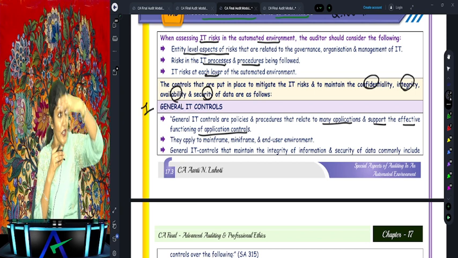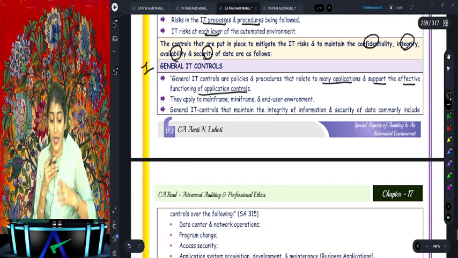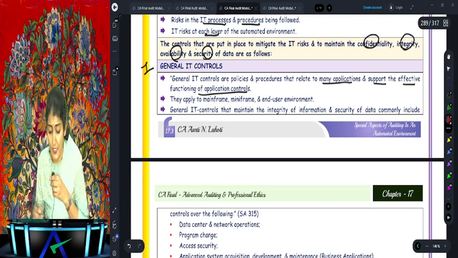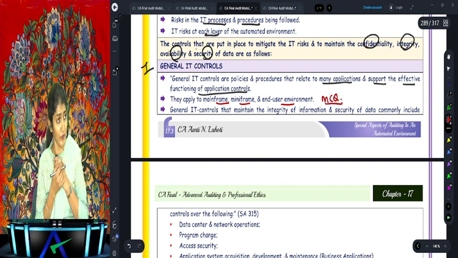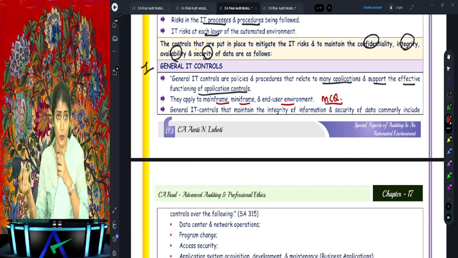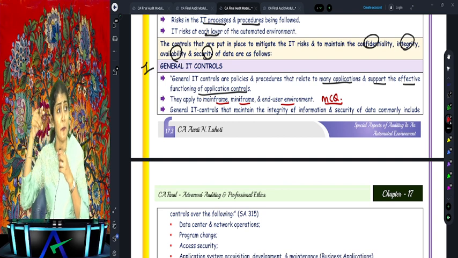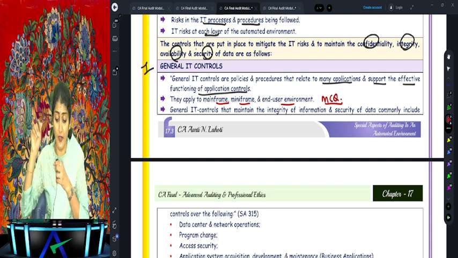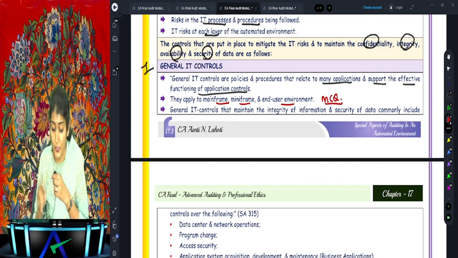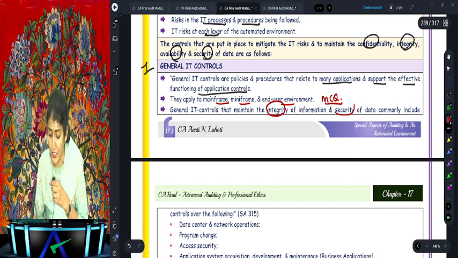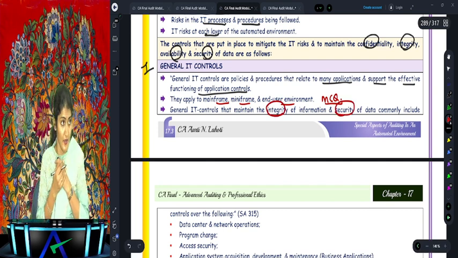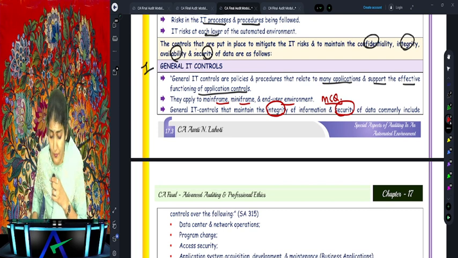You understand? So the general IT controls are applicable to mainframe, mini-frame, and the end user environment. Again, an MCQ made in the exam. Right, whom are they applicable to? They are applicable to all: mainframe, mini-frame, as well as the end user environment. What do they ensure? They ensure the integrity of the information and the security of the data.